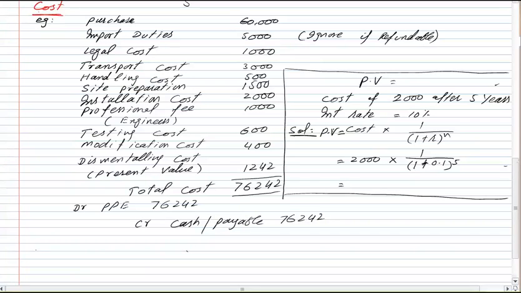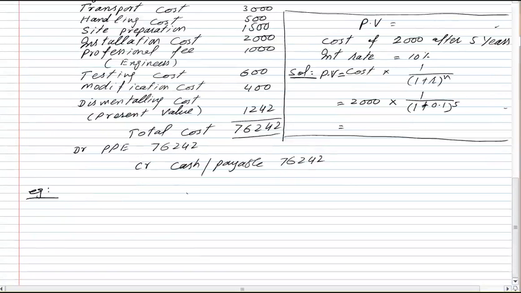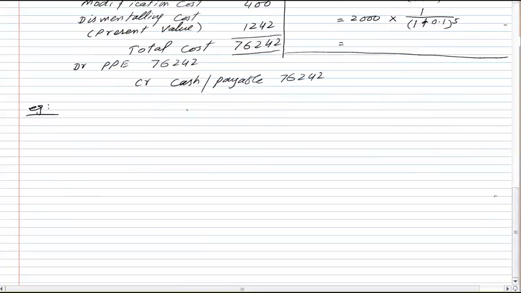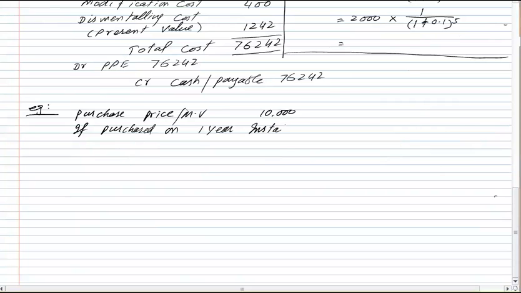For example, the purchase price or market value of an asset is £10,000. If purchased on a 1 year installment, then we have to pay £11,000. So how to record it? Students, the asset will be recorded at normal market value, which is £10,000.